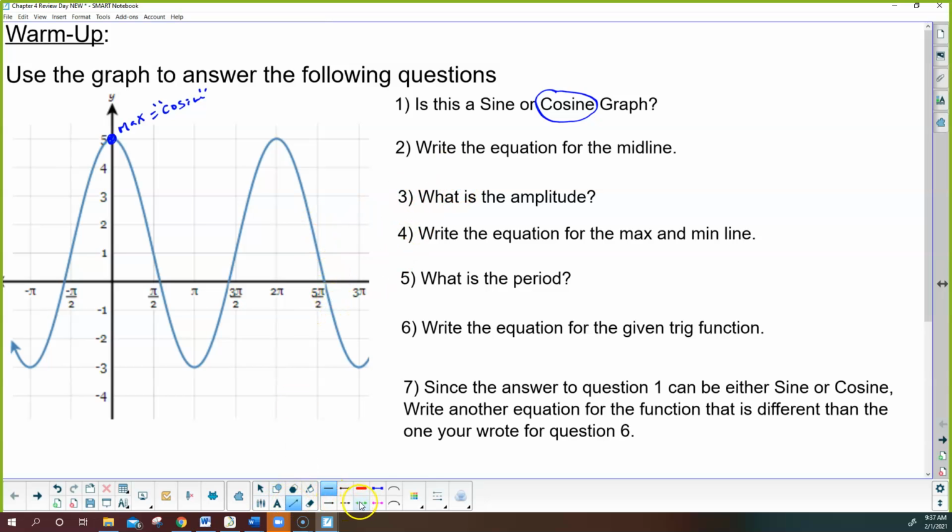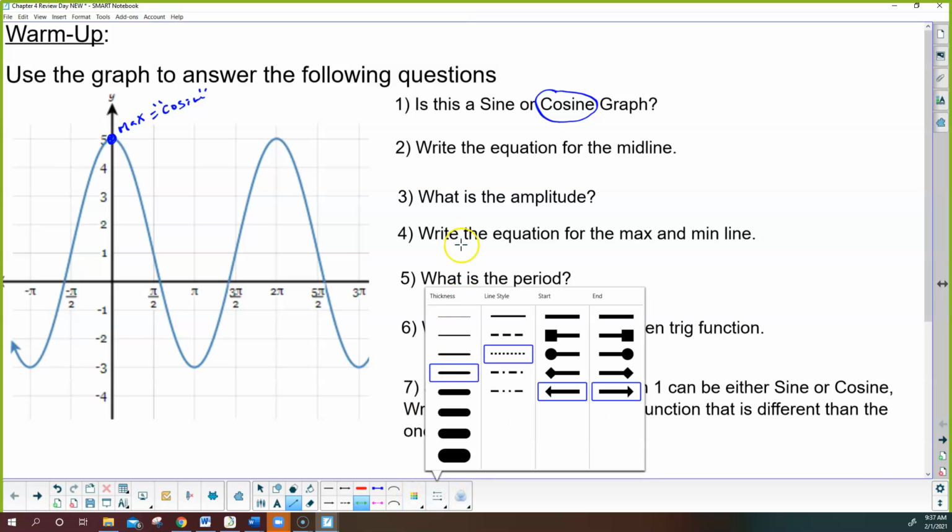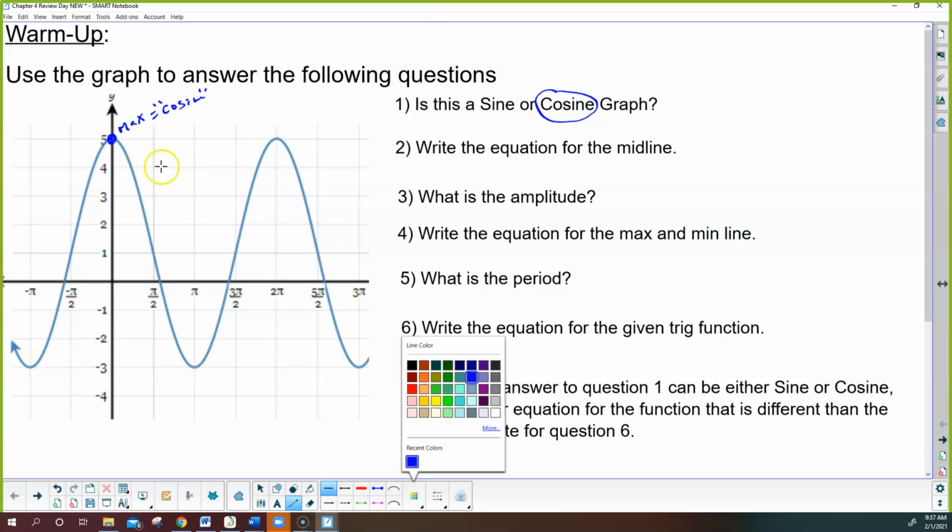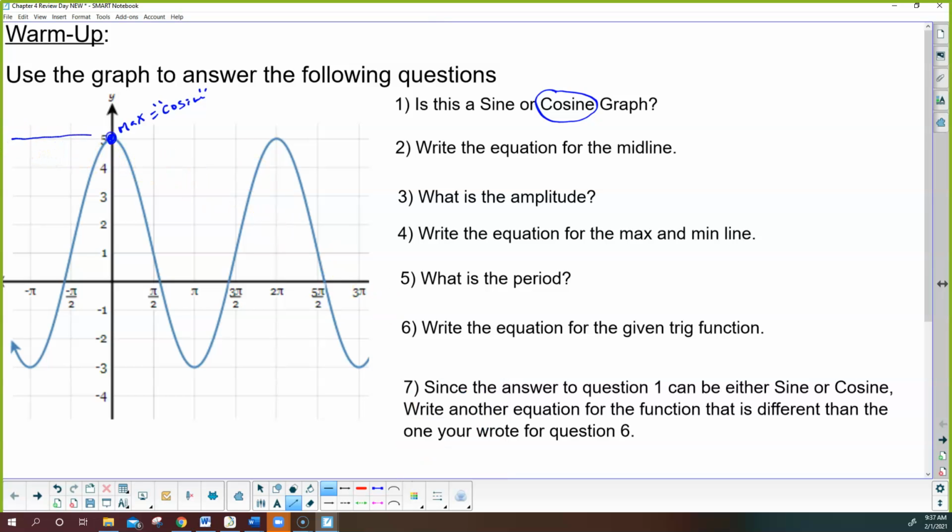The next one, we're going to do a couple of things to my graph before I answer the next couple questions. What I would like to do then is identify, okay, here's my max line. Right now, where is that max line? It's at the equation y equals 5. And then where's my min line? The minimum is at the equation y equals -3.